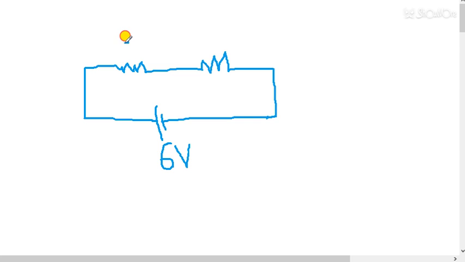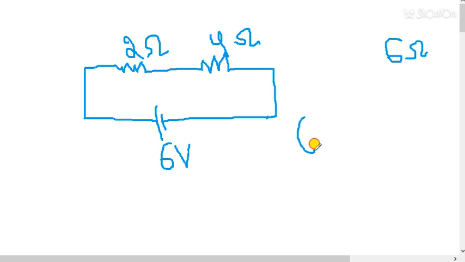So this has a resistance of 2 ohm and this resistance has value 4 ohm. So total resistance will be 6 ohm and total current will be 6 volt by 6 ohm. So current will be 1 ampere.